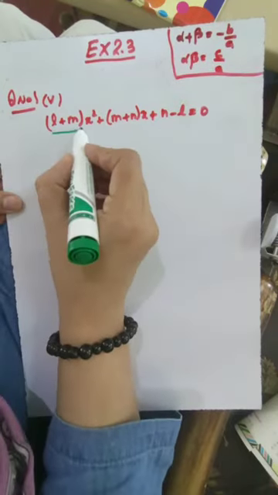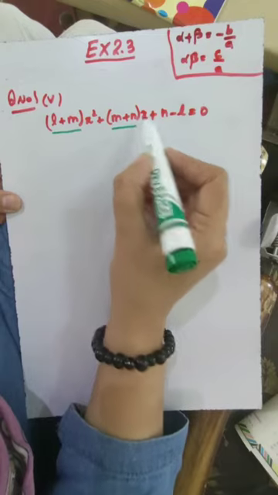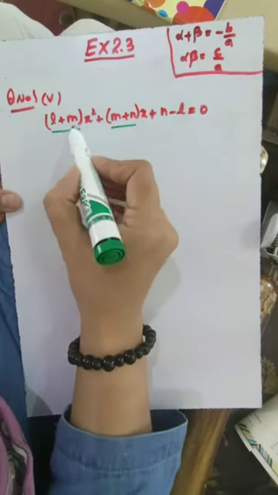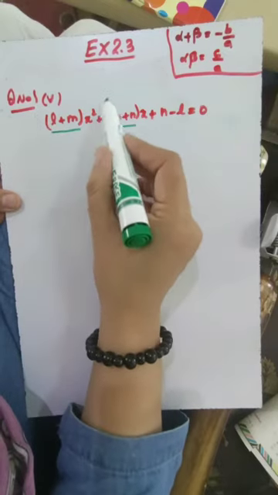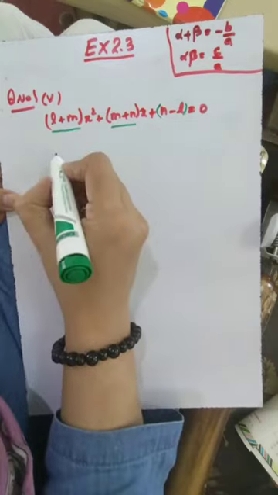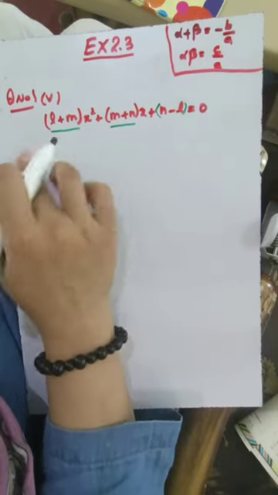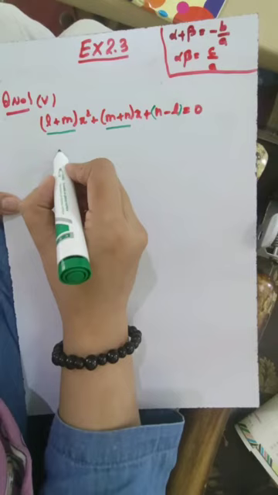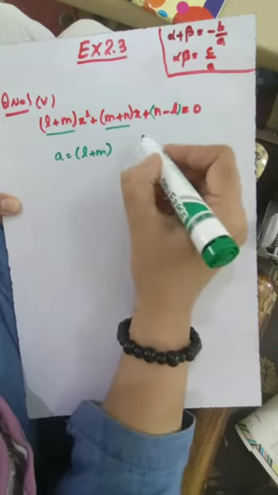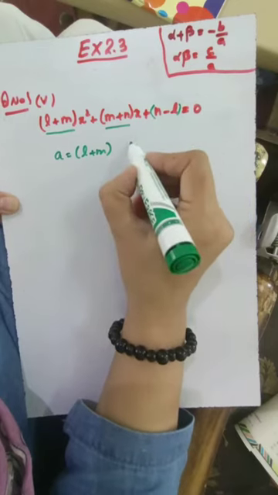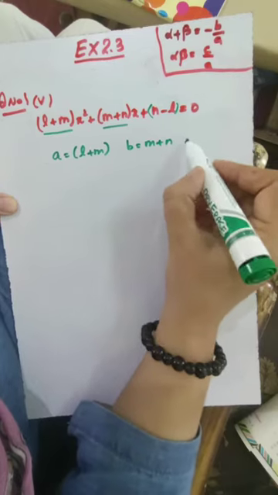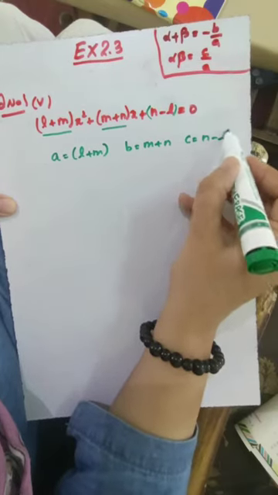Now we know that a is L plus M, because it is the coefficient of x square. M plus N is b because it is the coefficient of x, and this whole bracket will be c. So over here we have a is equal to L plus M. You can also use capital ABC, and b is M plus N, and c is N minus L.